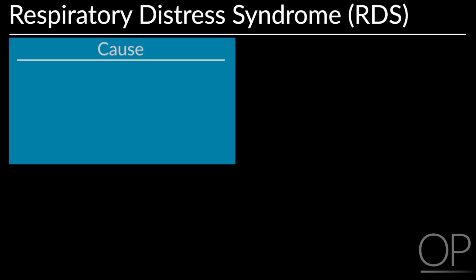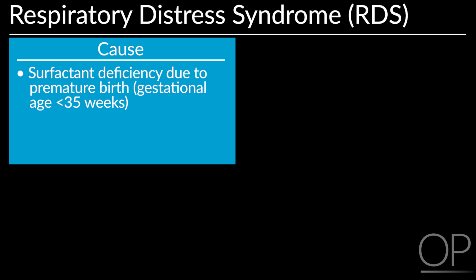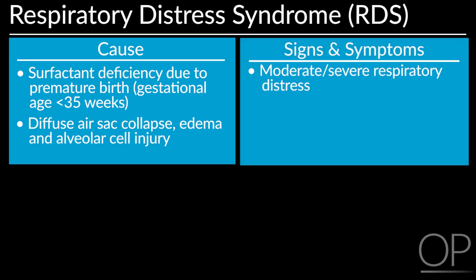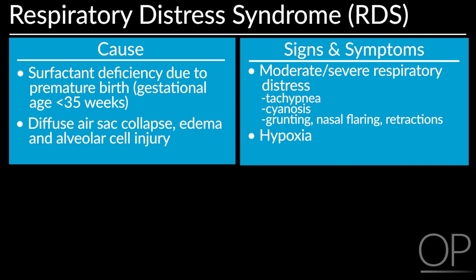Respiratory distress syndrome, or RDS, is caused by surfactant deficiency resulting from premature birth, most common in babies born at a gestational age of less than 35 weeks. It results in diffuse air sac collapse, edema, and alveolar cell injury. Symptoms include moderate to severe respiratory distress, including tachypnea, cyanosis, grunting, nasal flaring, and retractions, as well as hypoxia and diminished air entry bilaterally on auscultation.